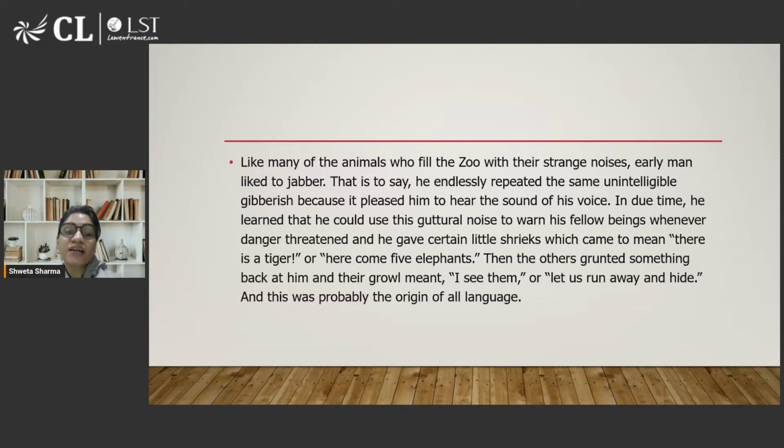Then the others grunted something back at him, and the growl meant, I see them, or let us run away and hide. And this was probably the origin of all language. So basically, what are we talking about?